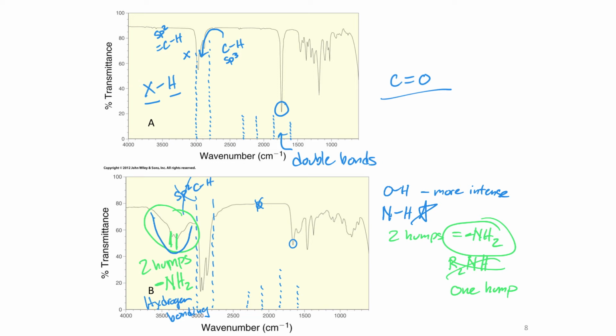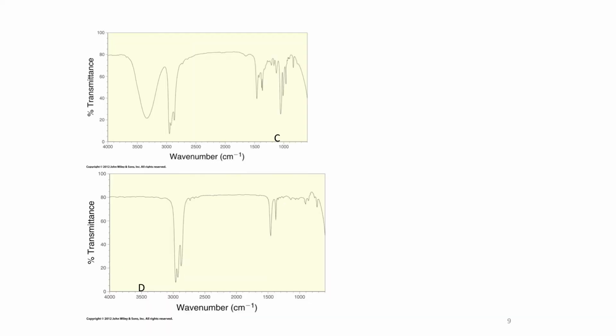So I know that my molecule has NH2. And that's really the only conclusion I'm going to draw from B, because there's nothing else of interest on this spectrum. There's no triple bonds, no double bonds. And again, we're going to basically ignore just about everything that's in the 1500 and lower region. That's not going to be useful to us in this class. So let's move on to spectrum C.